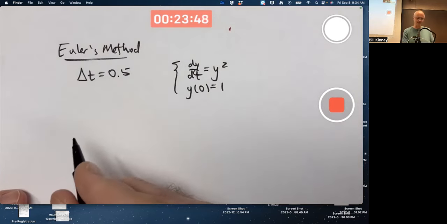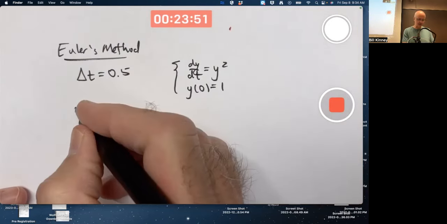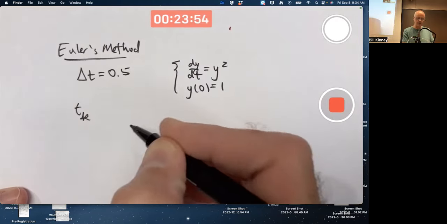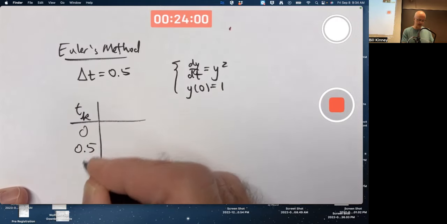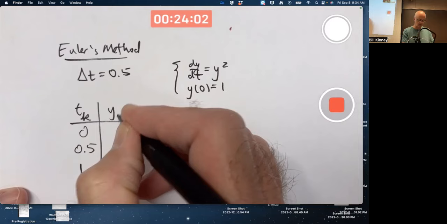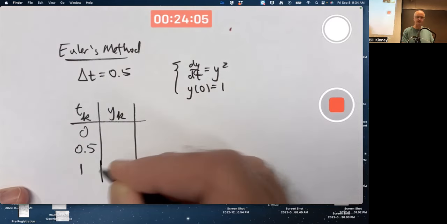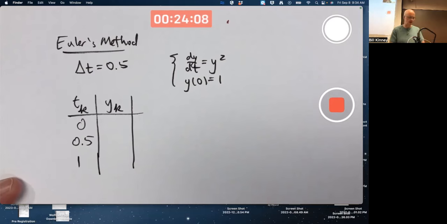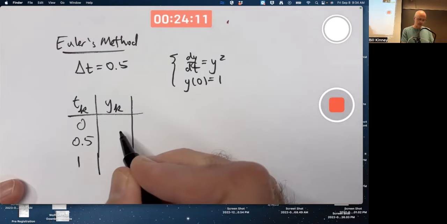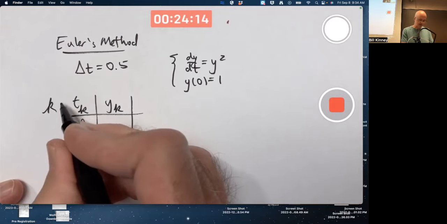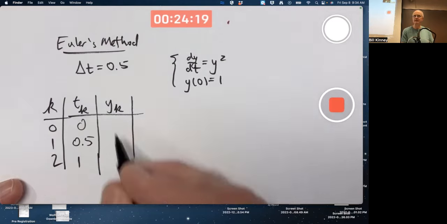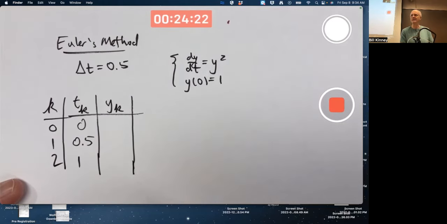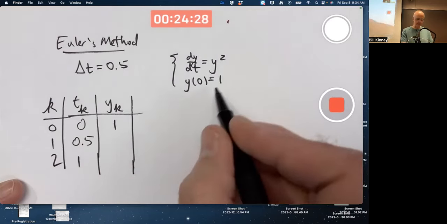Is there a contradiction? So the first thing you do, you can do this with a table. Write down the values of t: 0, 0.5, and 1. Write down the values of y that come from Euler's method. Call them y sub k or y sub n or whatever you want to call them. I guess I should have a column for k, technically speaking here. K is the step number. T sub k is the t value. Y sub k is the approximate y value. At t equals 0, it's 1. We use the initial condition.